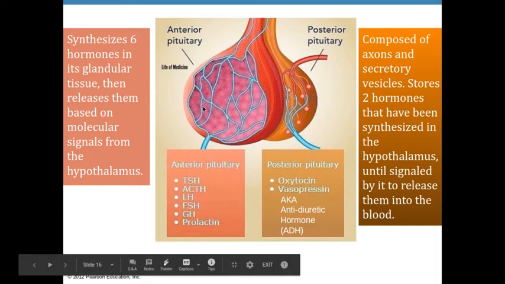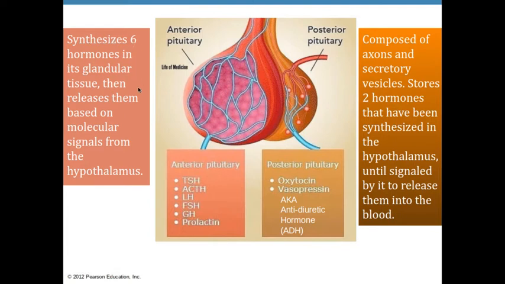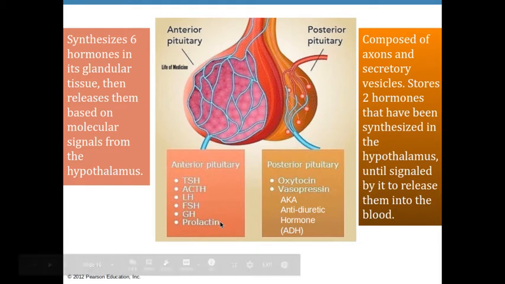So the anterior pituitary actually synthesizes, or makes, 6 different hormones in this glandular tissue. And then it's going to release them based on signals from the hypothalamus. Okay. But the 6 that are produced here are TSH, thyroid stimulating hormone, ACTH, adrenocorticotropic hormone, LH, luteinizing hormone, FSH, follicle stimulating hormone, GH, growth hormone, and prolactin. Okay, and those all have really amazing functions that they do in the body.